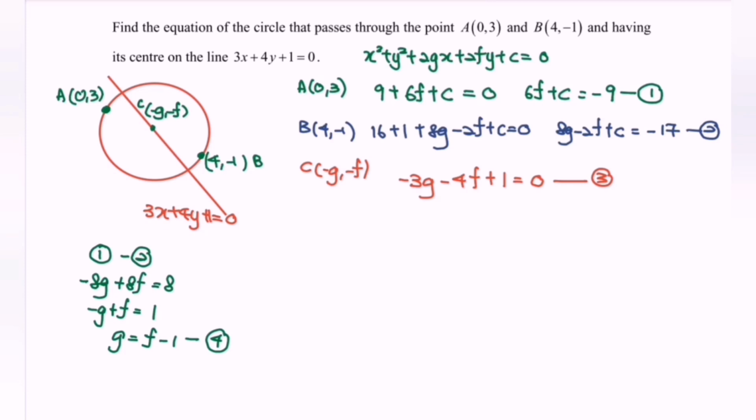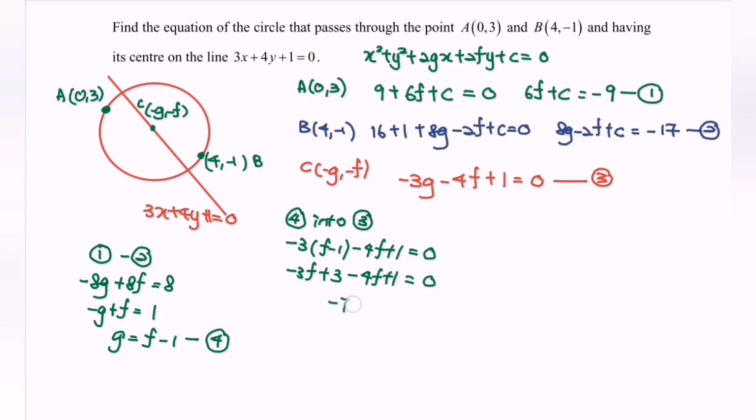Kindly substitute the fourth equation into the third equation. So we will have negative 3 bracket f minus 1, minus 4f plus 1 equals 0. So negative 3f plus 3 minus 4f plus 1 equals 0. So negative 7f plus 4 equals 0. So f will be equal to 4 over 7. Then kindly substitute into the fourth equation. So g equals 4 over 7 minus 1, and we will obtain negative 3 over 7.